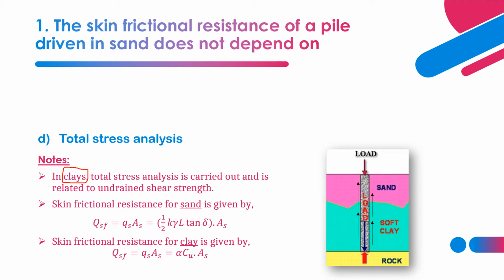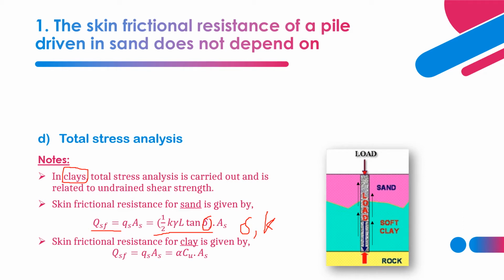Skin frictional resistance for sand is given by this formula, that is nothing but half into K gamma L tan del. K is the lateral earth pressure coefficient. It can be active or passive, that depends on the situation. Gamma is the unit weight. L is the length of pile. Del is the angle between pile material and the surrounding soil. So in case of a pile driven in sand, the skin friction resistance depends on del, K and the unit weight of sand.